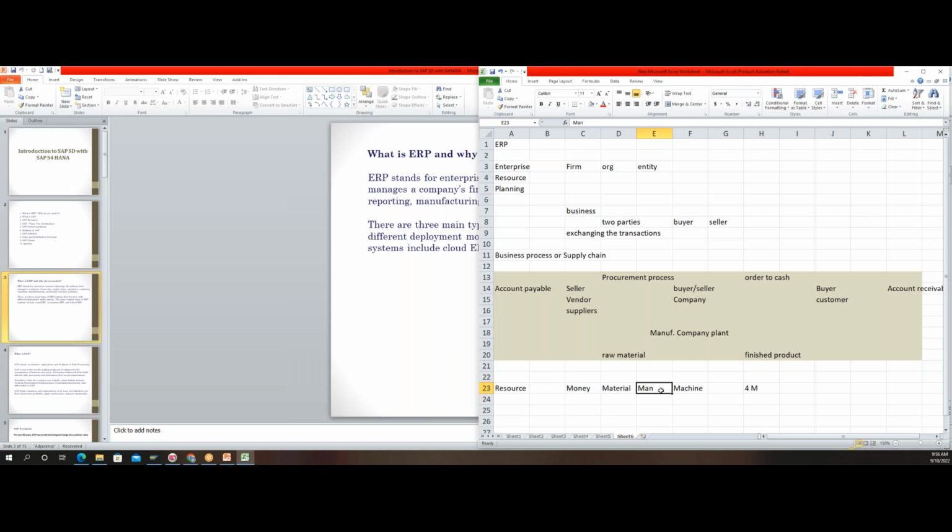And then man, what is the role of a man? You want to buy, you want to transport, you want your machines to run, you want the product to be sold and advertised, you need the manpower. Without manpower, you cannot process. Machinery is again the same. Machinery is all the equipment which is used in your business process. Without these resources, you cannot fulfill the needs of your enterprise. So that is about the resource.